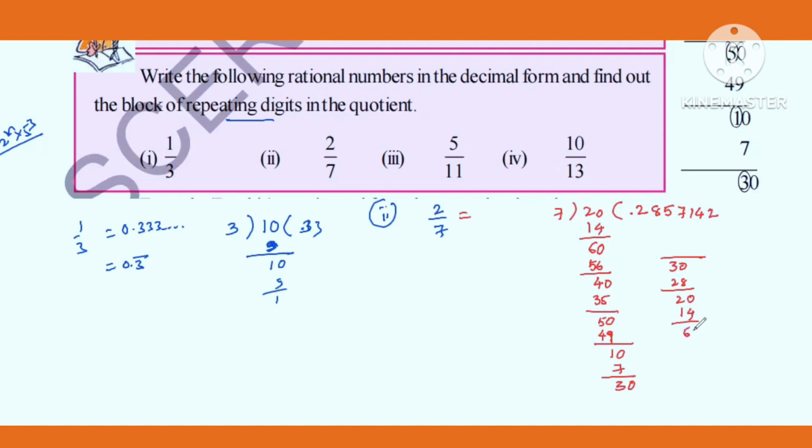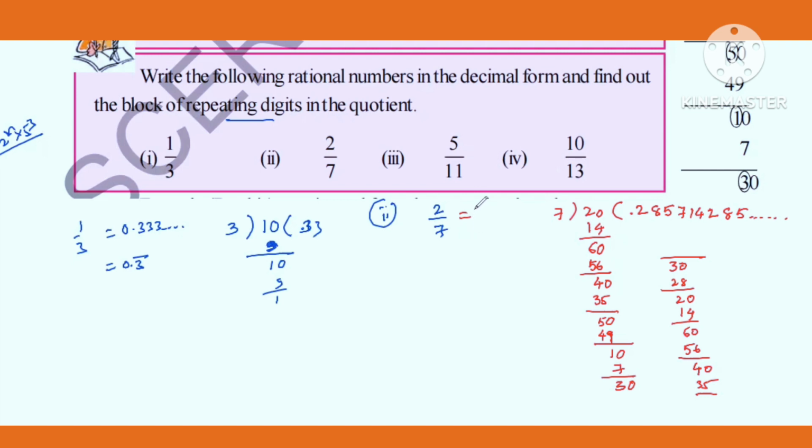6 is the remainder, 0. 7 8s are 56, 4 is the remainder. 7 5s are 35. You can observe that we already got the repeating part, which means 285. So here, 285714, 285714, that will continue like that. So what is the right answer?